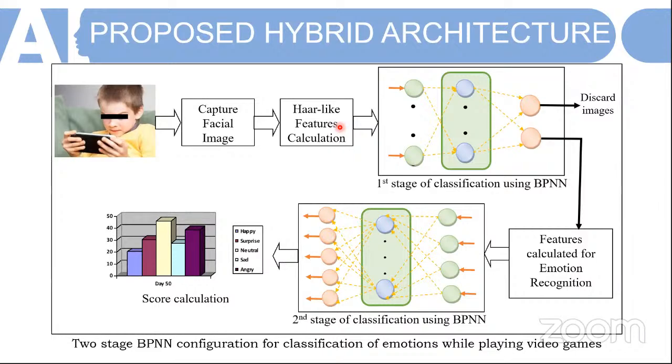So we are going to capture the facial images, and after capturing the facial images, features will be calculated. Here the features are basically Haar-like features. And after that, classification is done. The first classification is the BPNN, that is back propagation neural network.